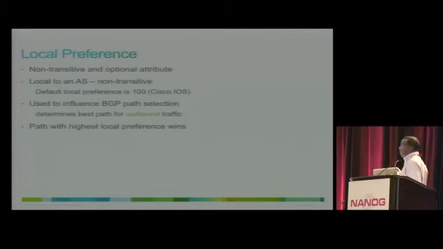The default for Cisco is that if you don't set a local preference, the local preference becomes 100. To set a local preference, you have to use a policy statement to say this set of routes will have this local preference.